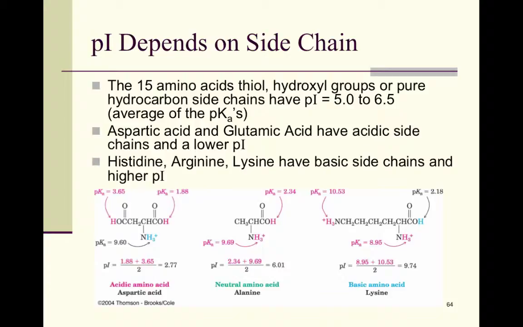Aspartic acid and glutamic acid have an acidic side chain, and they have a lower pI. Just like in pHs, the lower pH number was acidic, same thing with pI, the lower the pI number, the more acidic. Histidine, arginine, and lysine have basic side chains and have a higher pI. So this is showing us the different amino acids and how they came up with their pI and whether or not they're acid or base, and we can do this from the pKa's of the different areas.